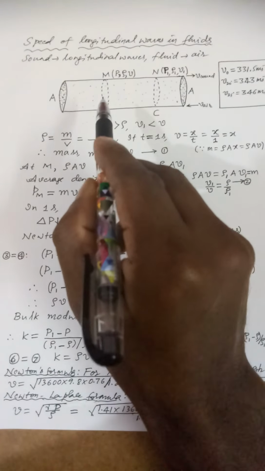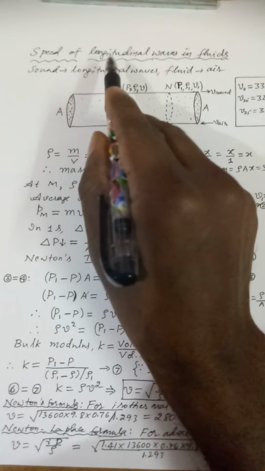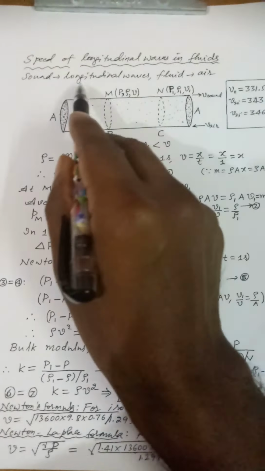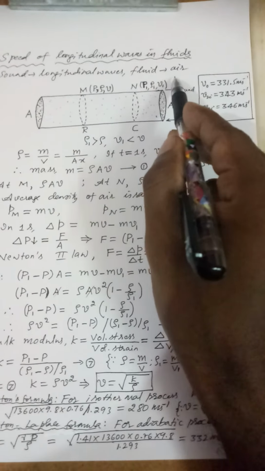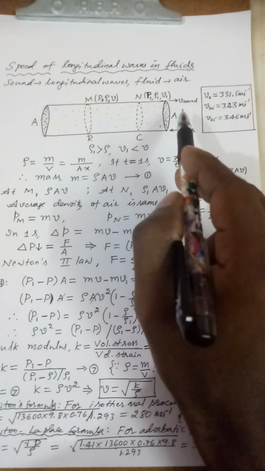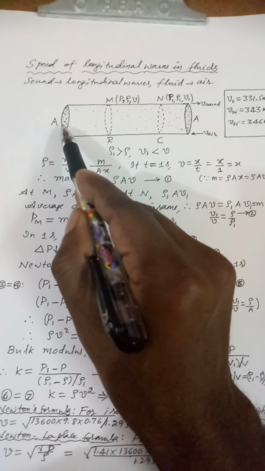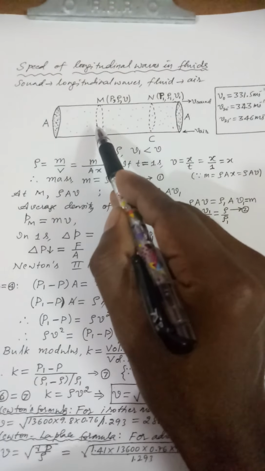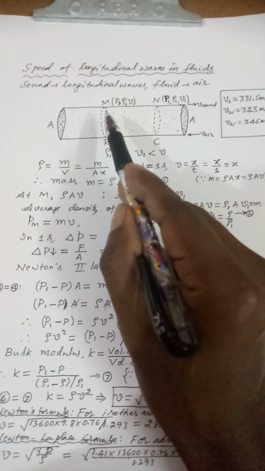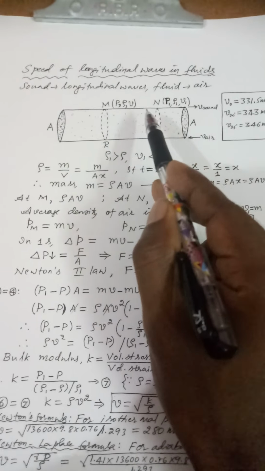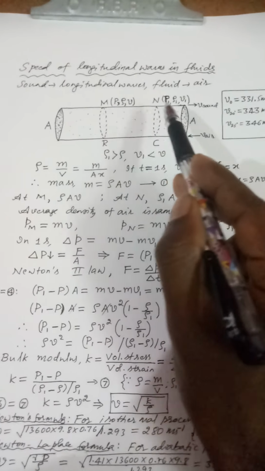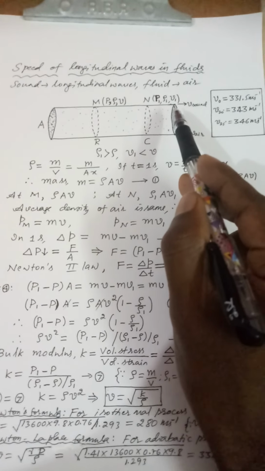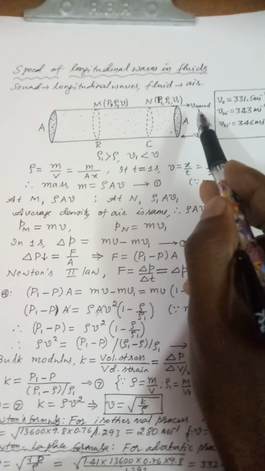Now I will derive an expression for speed of longitudinal waves in fluids. Sound waves are examples of longitudinal waves. The fluid is an air medium. I will consider a tube whose area of cross section is A, and two plane cross sections M and N, which have pressure, density, and velocities P, rho, V and P1, rho 1, V1 respectively. V is the velocity of sound.